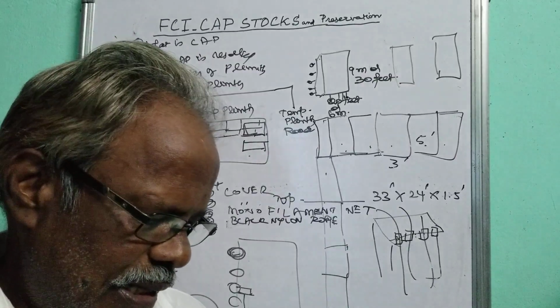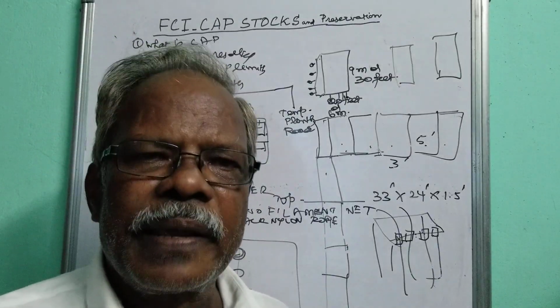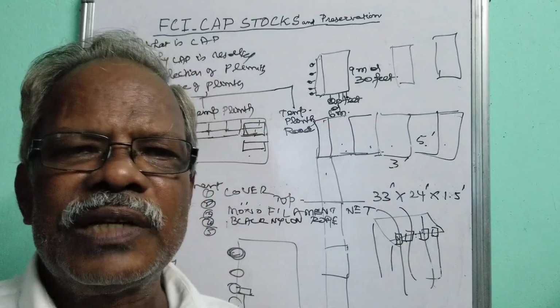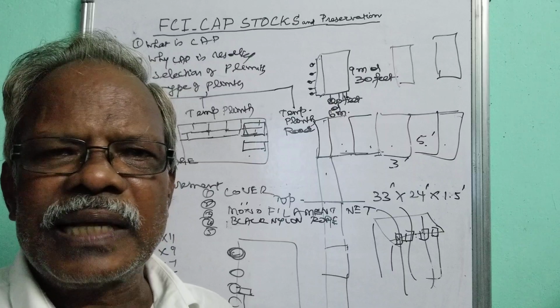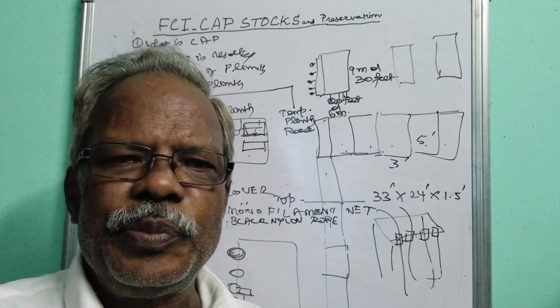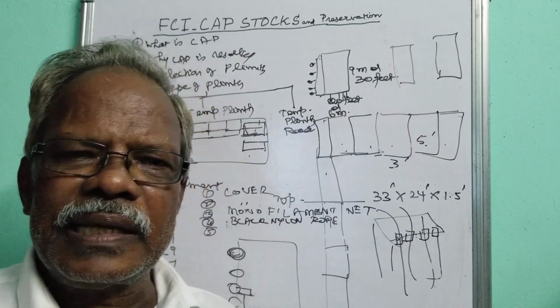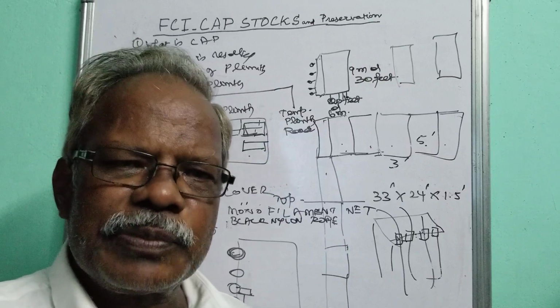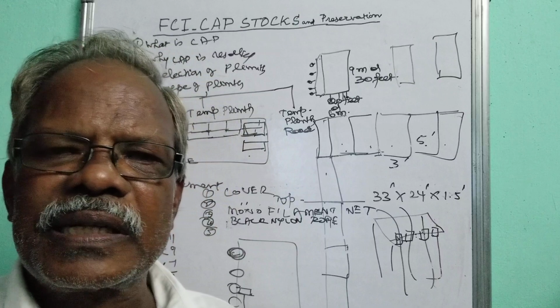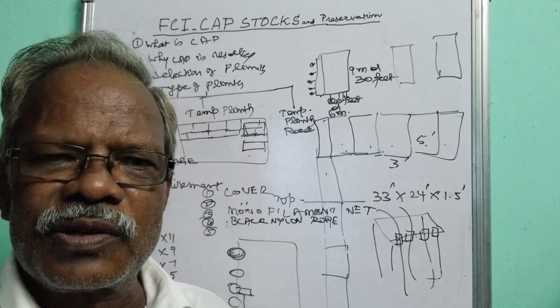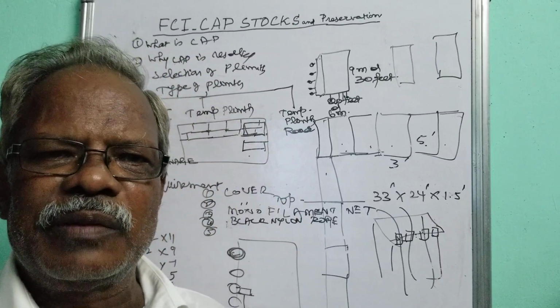Then periodical spray, once in a fortnight or once in 3 months, because now DDP and malathion are banned from usage by the Food Corporation of India. We are using only deltamethrin once in 3 months.